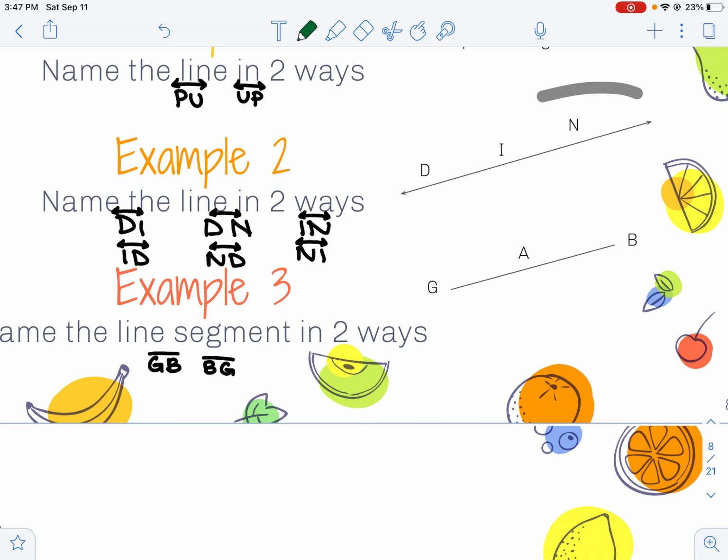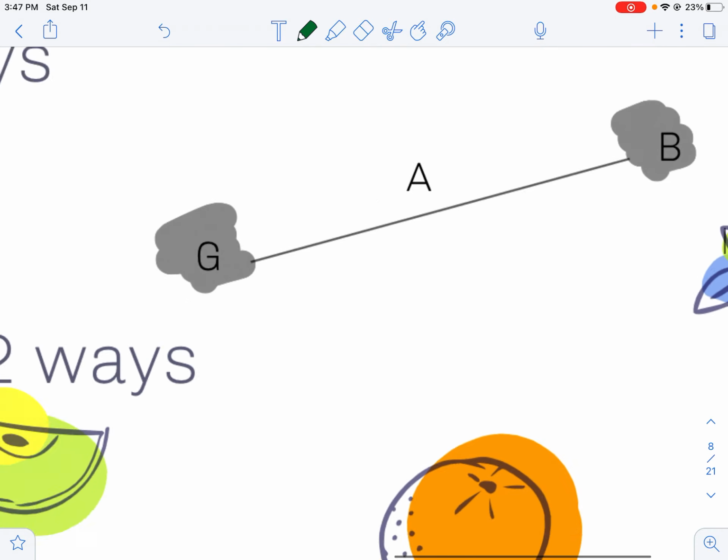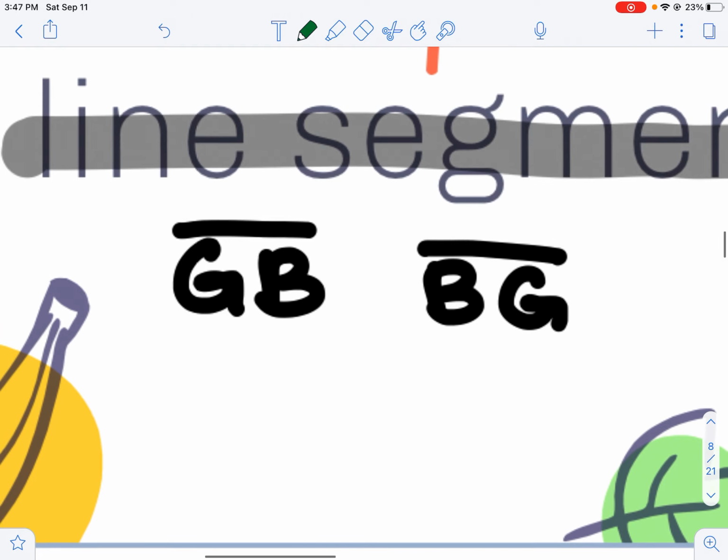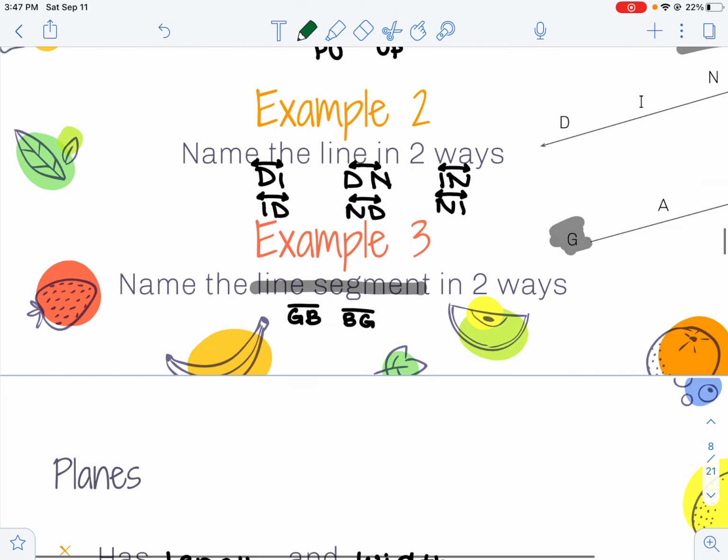And then I have a line segment, and I know it's a line segment, first of all, because it says line segment here. Second of all, because there's no arrows on the ends. I have to use my endpoints then, G and B, so I can do line segment GB or line segment BG. And notice just like there's no arrows on my picture of a line over here, I'm also not putting any arrows on my markings above my letters over here.